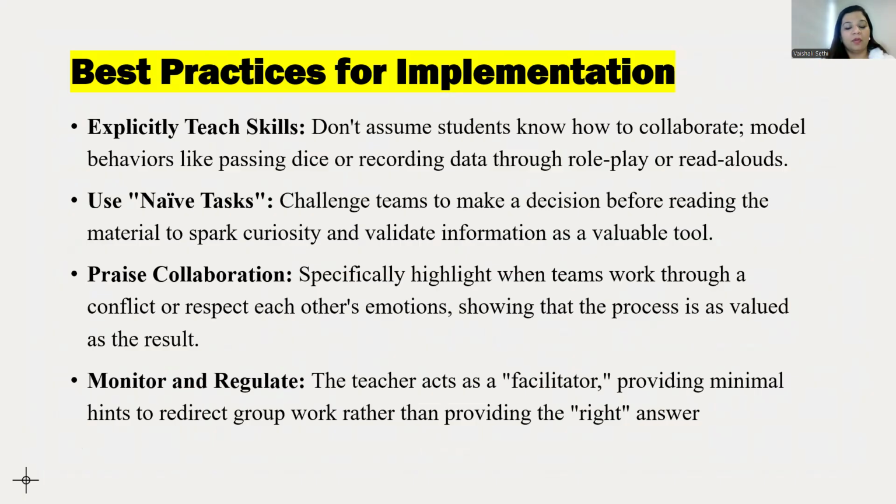So this is talking about what we should actually use for good implementation. The first is explicitly teaching skills. We can't assume students already know how to collaborate. Like, I model simple behaviors: how to share turns, how to record data, how to give feedback, using quick role plays or think-alouds, right? We should also give them naive tasks, like I ask teams to make an initial decision before reading. This sparks curiosity. It shows why evidence matters because they want to confirm or adjust their first thinking, right?